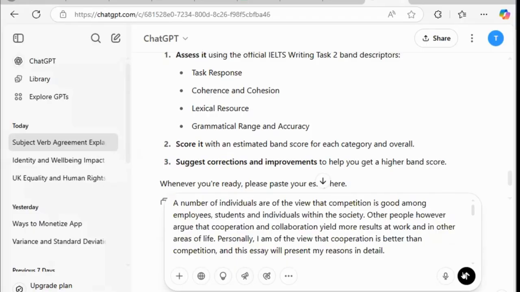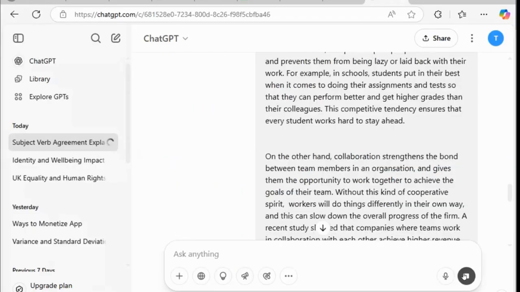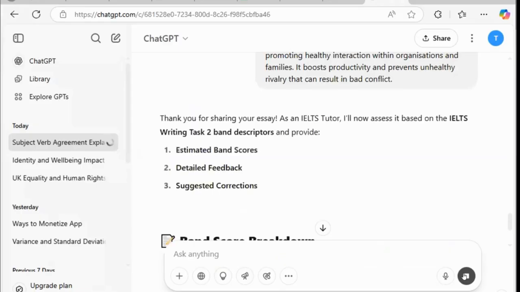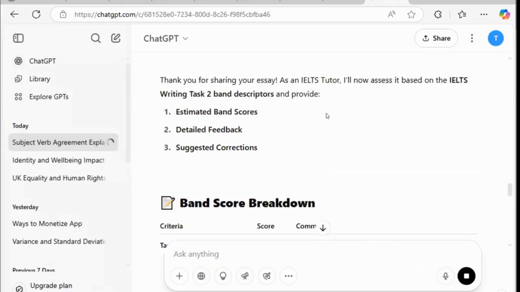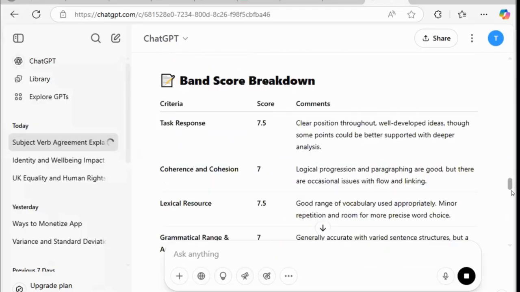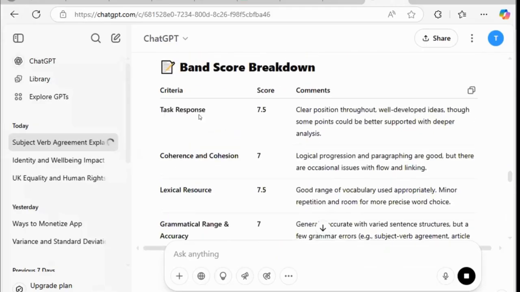So I'll press enter. Let's see what ChatGPT will tell me about my essay. Let me see the score that ChatGPT will give me. Okay, thank you. As an IELTS tutor, I will now assess it. Okay, now look at it. Task response, 7.5. Can you see I tried a little bit?